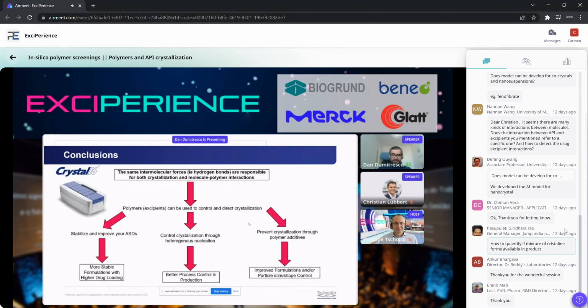So just to conclude, if there is a takeaway from this short talk, it's that the same intermolecular forces, hydrogen bonds, for example, are responsible for both crystallization and molecule polymer interactions. And once you understand this, you can start doing all sorts of interesting processes. So you can, of course, design more stable formulations with higher drug loading. You can better control your process in production. For example, if you want to reliably crystallize at a given point in your reactor, or you can also improve your formulations and control your particle size and shape.